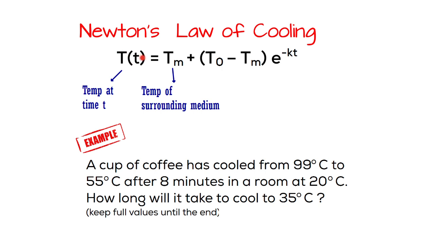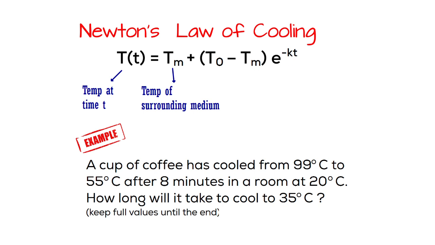So this is your temperature at a particular time. It's usually like your ending temperature. This is T sub M. That's the surrounding medium temperature, or what we call room temperature. T sub O always is initial, surrounding medium. E is just a number. K is a constant that varies depending on what's cooling off. And then T is your time.